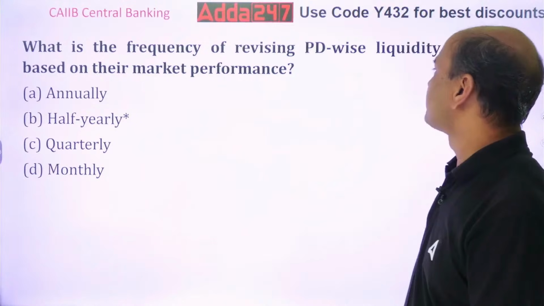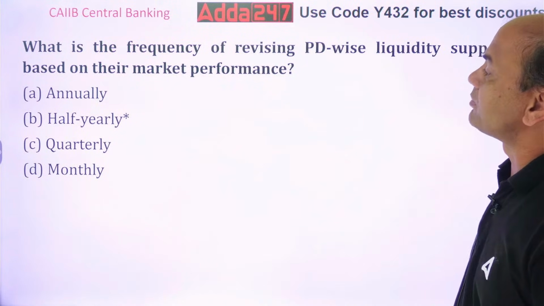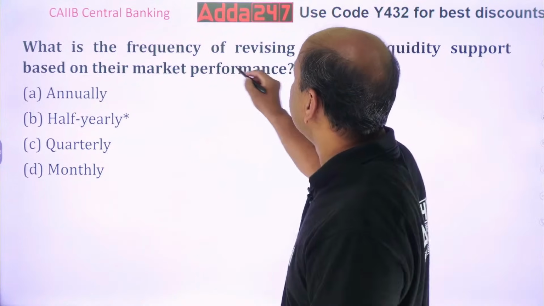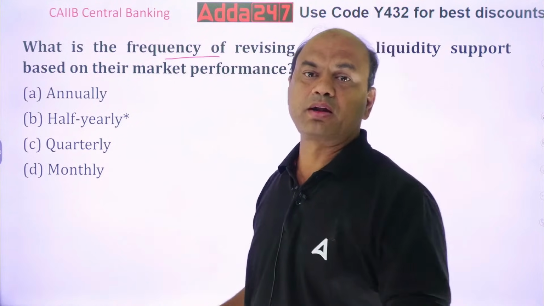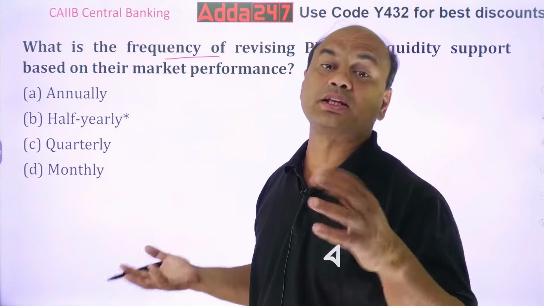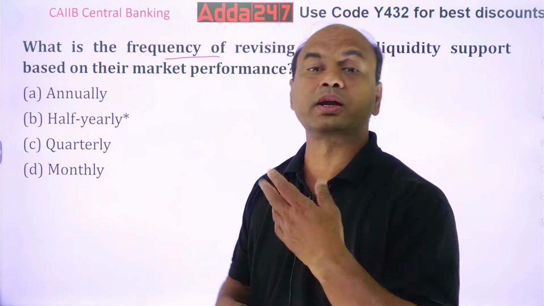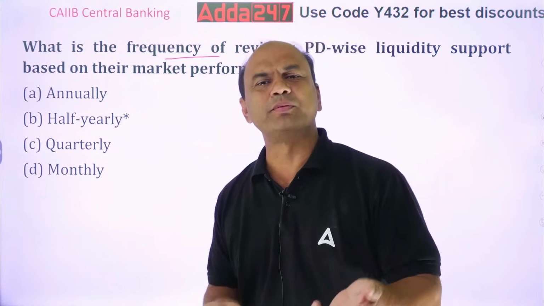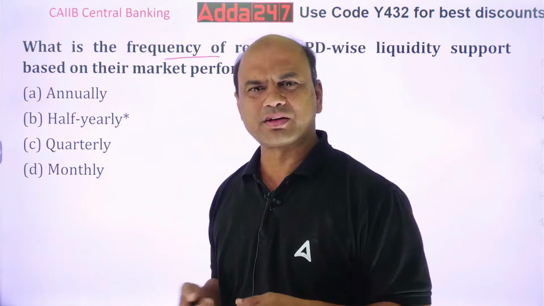What is the frequency of revising PD wise, primary dealer wise, liquidity support based on the market performance? Frequency of revising means I'll have to check which primary dealer is working better, who is not achieving the target of 40%, who is overachieving. All that I'll have to check. After all, it's a performance based appraisal like we have in our banks. Same thing is over here.